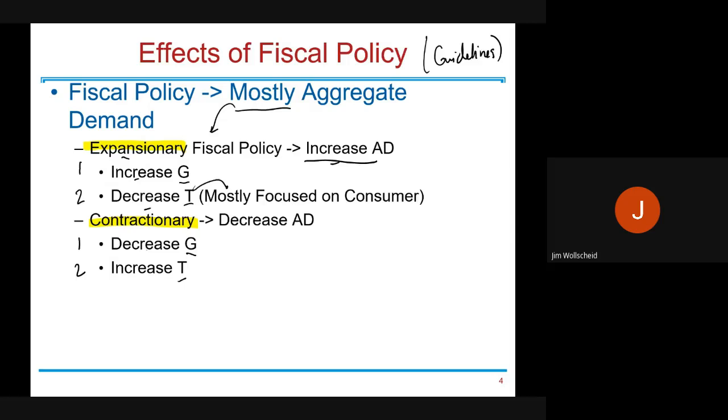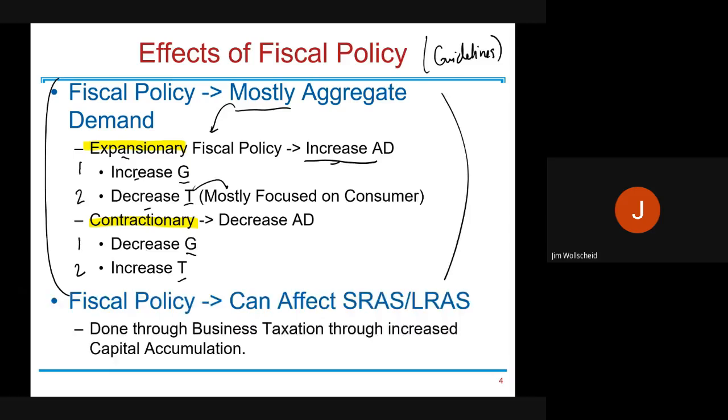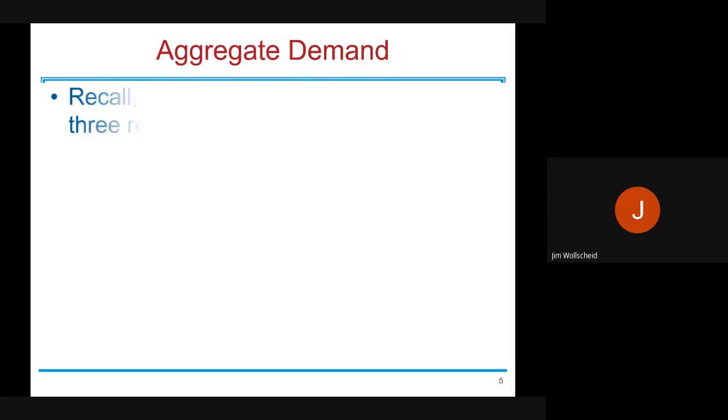So that's the very basics of what we need to do to stabilize the economy. Of course, we want to be a little more detailed besides just some quick guidelines of what to do. We want to talk about why this works and what the ideas behind it are. We'll also talk a little bit about how fiscal policy can affect some of the aggregate supply issues. This is usually done through taxation and business taxation rather than consumer taxation.